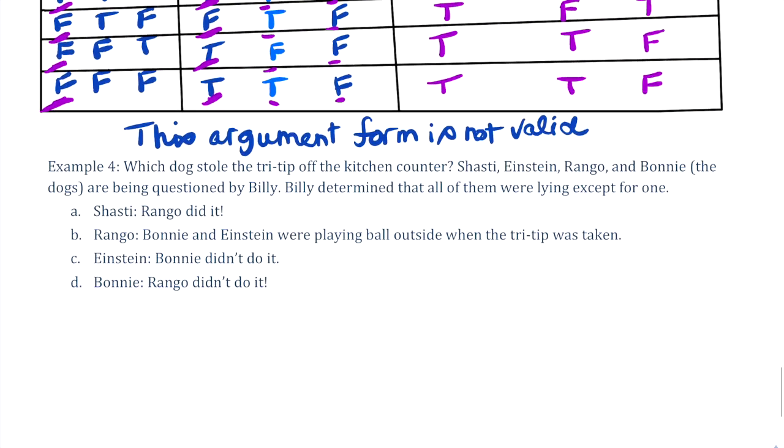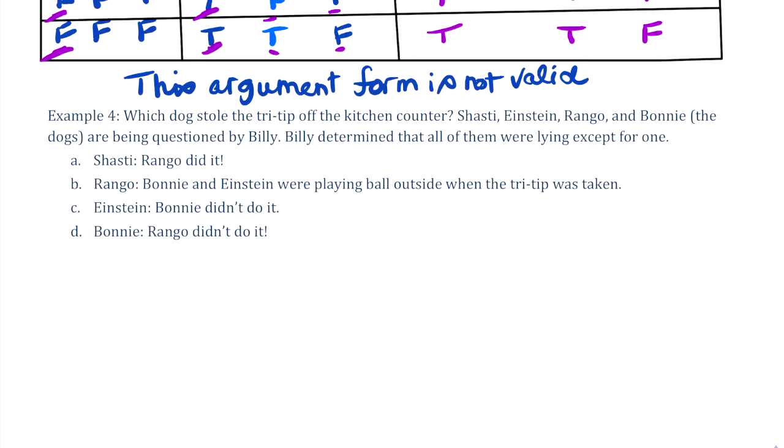Okay, so here we go. Let's take a look at this example here. It's kind of a fun one. Which dog stole the tri-tip off the kitchen counter? Shasti, Einstein, Rango, and Bonnie, the dogs, are being questioned by Billy. Billy determined that all of them were lying except for one. So we need to figure out who is telling the truth. And then from that, we'll be able to figure out who did it.